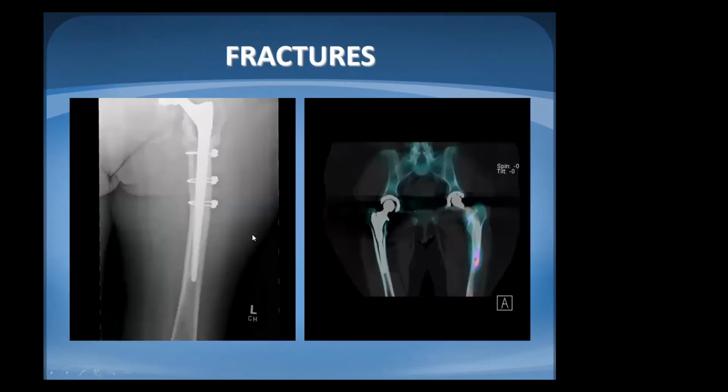Now, correlation with SPECT-CT, you can see a unicortical failure of the femoral shaft here along the prosthesis, long stem prosthesis, which is correlated with an abnormality on the SPECT-CT.